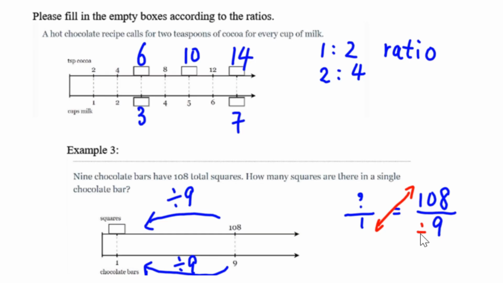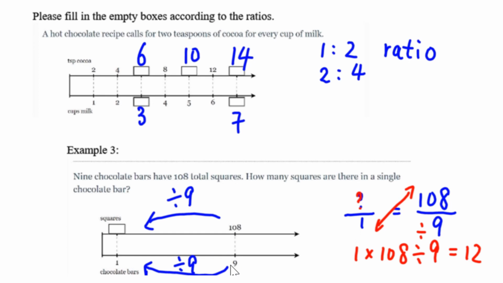So 1 times 108, then divide by 9, you will get this question mark. So we do the calculation, you will have 12. So it's cross times, and divide by this one to get this question mark.